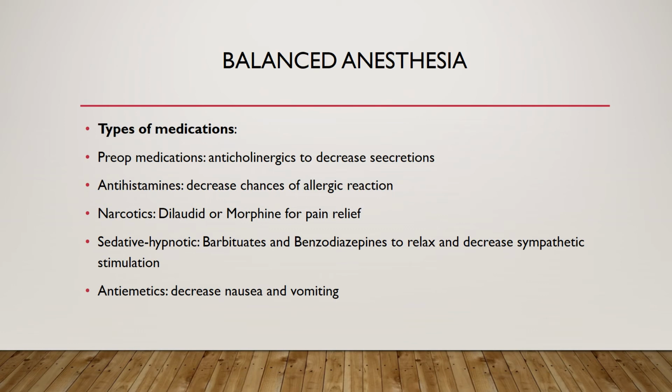And finally, antiemetics are used to decrease nausea and vomiting associated with the use of all these anesthetic drugs that can have a side effect of GI activity slowing. One example of an antiemetic is ondansetron.